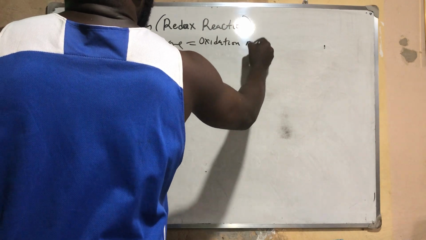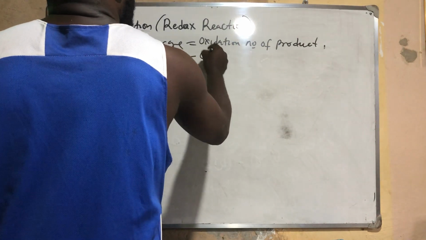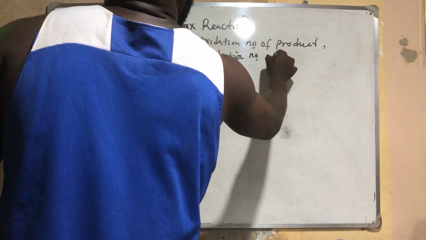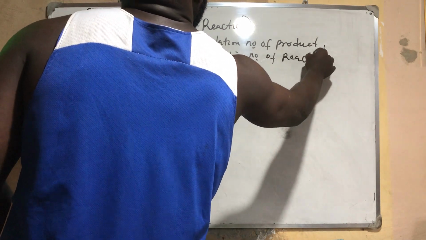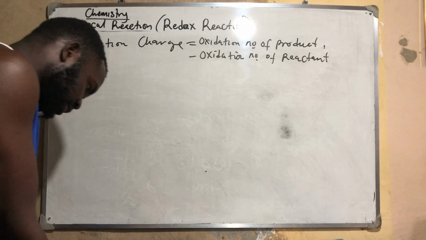Oxidation number of product minus oxidation number of reactant. Okay, very, very important. So let's do that.